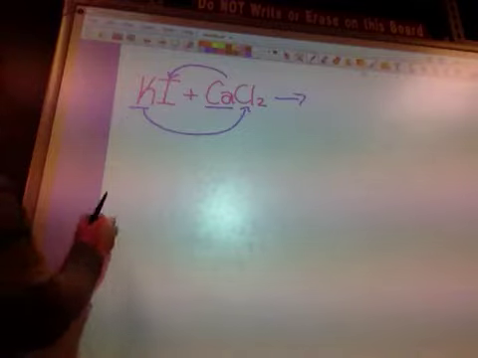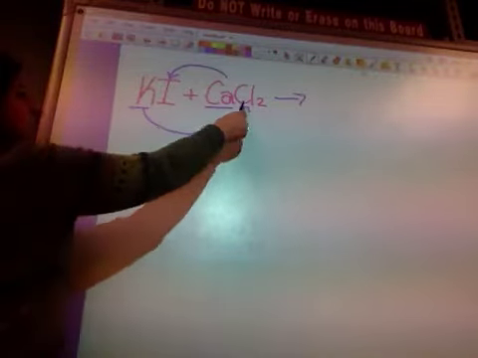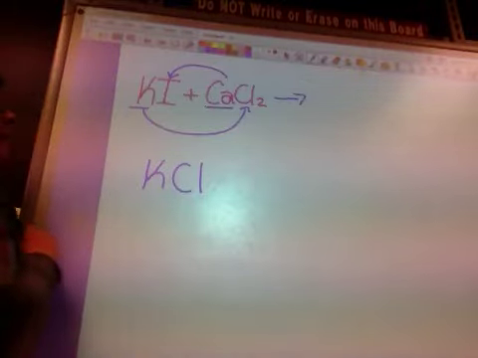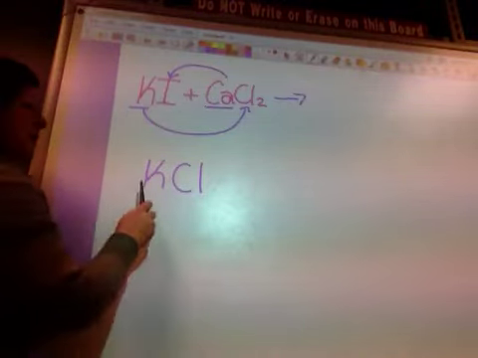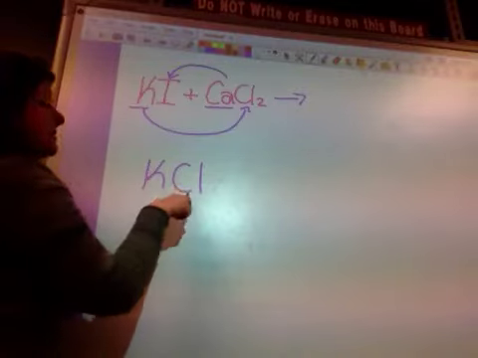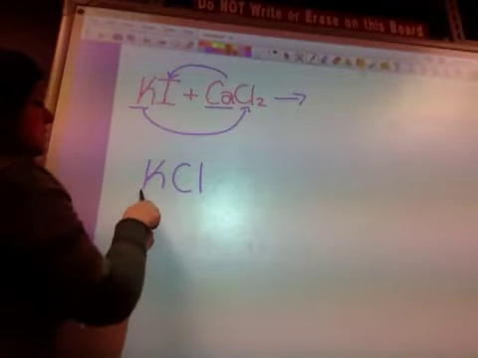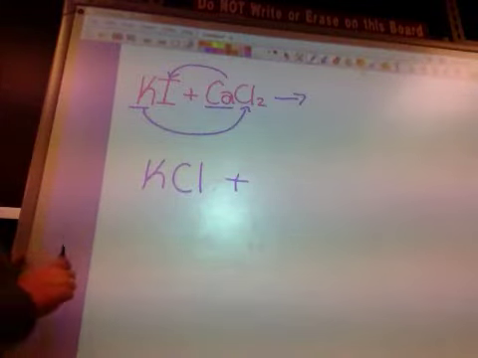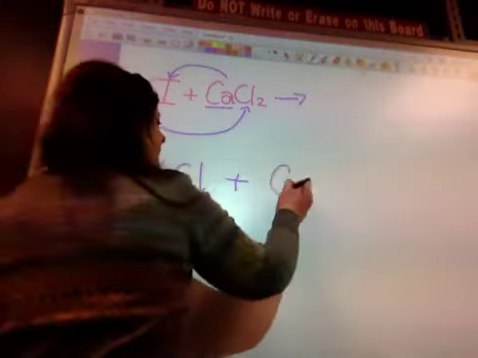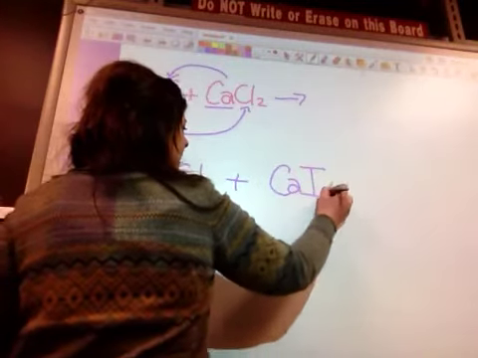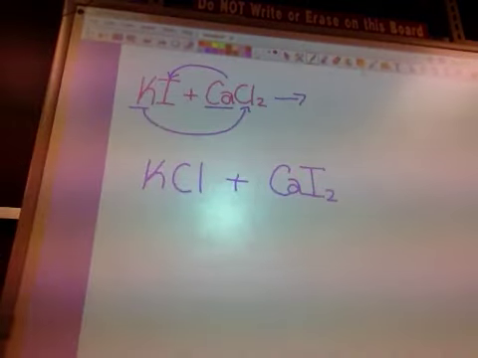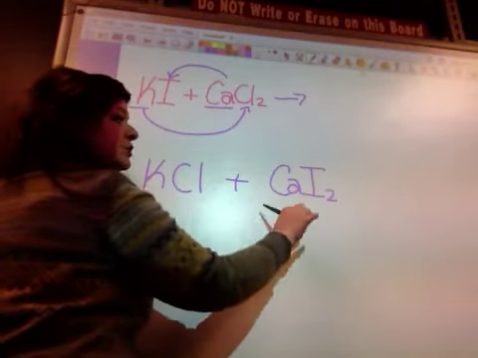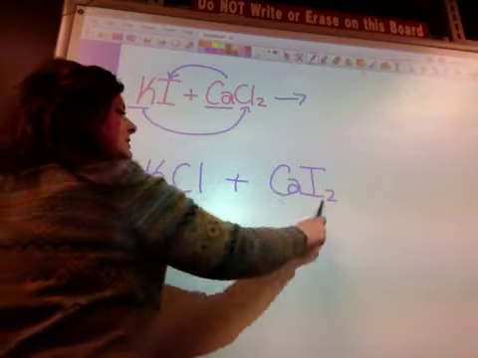Okay, let's see if you got this right. So potassium, again, goes with chlorine. So I should get KCl. And why should I get KCl? Because K has a +1 charge, Cl has a -1 charge. So it's going to be KCl. I'm also going to produce calcium iodide. And for calcium iodide, you should get CaI2. And that's because calcium has a +2 charge. Iodine has a -1 charge. When you crisscross those charges, you get CaI2.